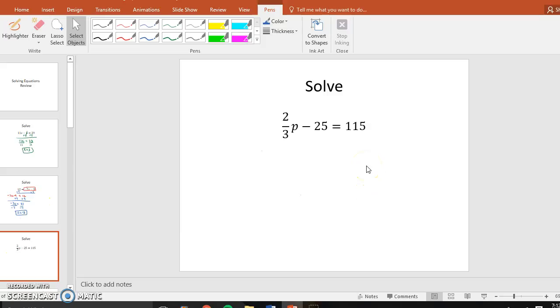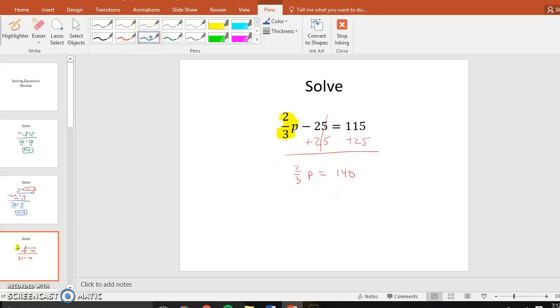Couple of problems you've been having trouble with. When you see a fraction in a problem, the first thing we're going to do is make sure we get this term all by itself if we can. How do I do that? I'm going to go ahead and add the 25. I get 2/3 p, these eliminate, equals 115 plus 25 is 140.